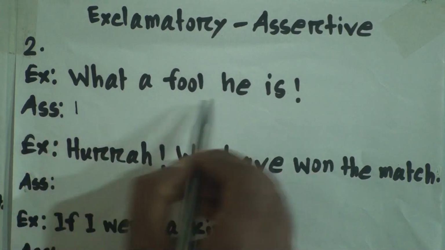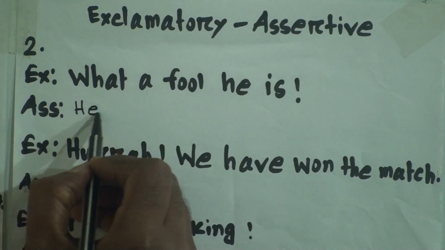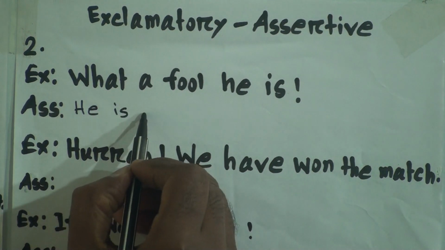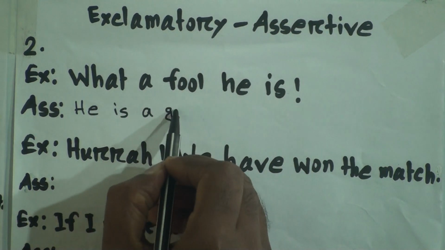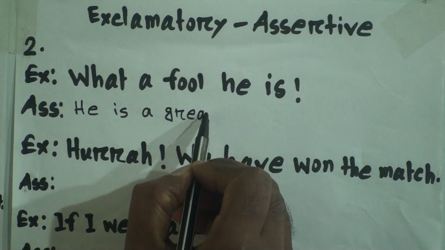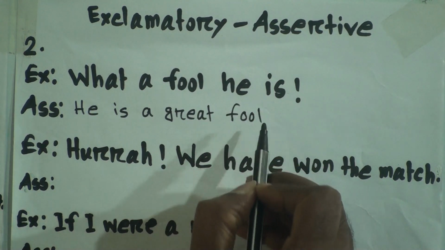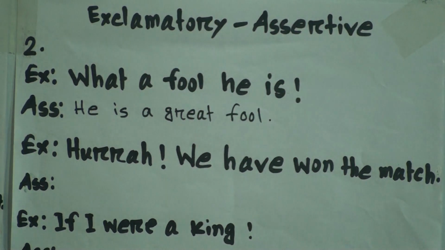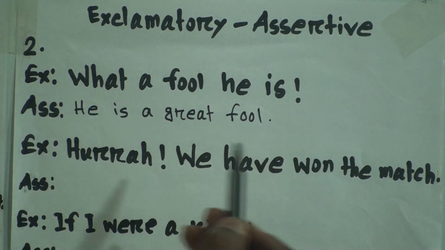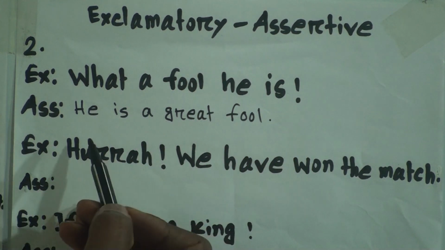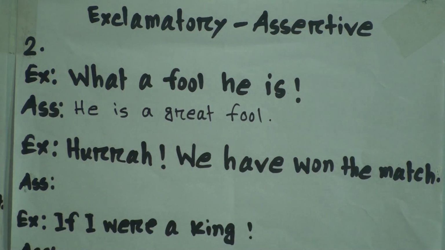So look at the subject. It is he. He is a great fool. He is a great fool. Full stop. So, what a fool he is. In an assertive sentence we will write: he is a great fool.